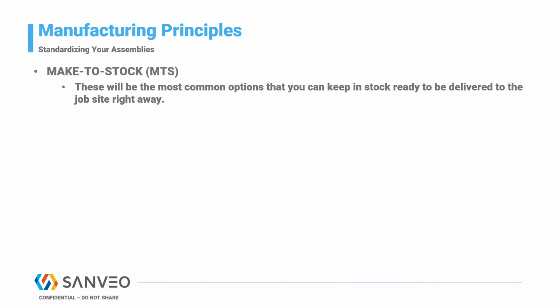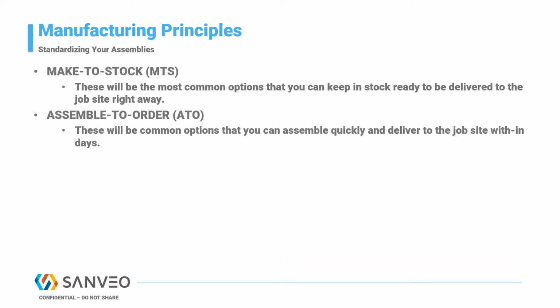Make to stock. Make to stock is the highest degree of standardization in manufacturing principles. These assemblies have the most common options and are the assemblies that you keep in stock, ready to be delivered to the job site right away. This represents the 90% of assemblies that were ordered on the last 6 months of projects. The prefab shop can focus on making these assemblies to have them ready for the next project when your prefab shop is not 100% busy.